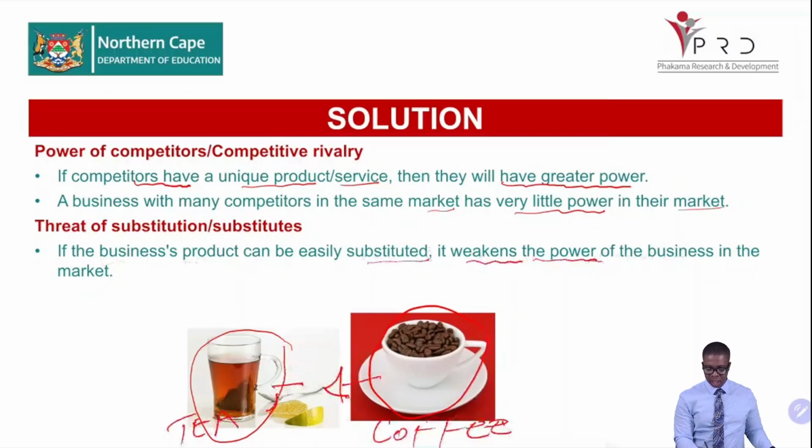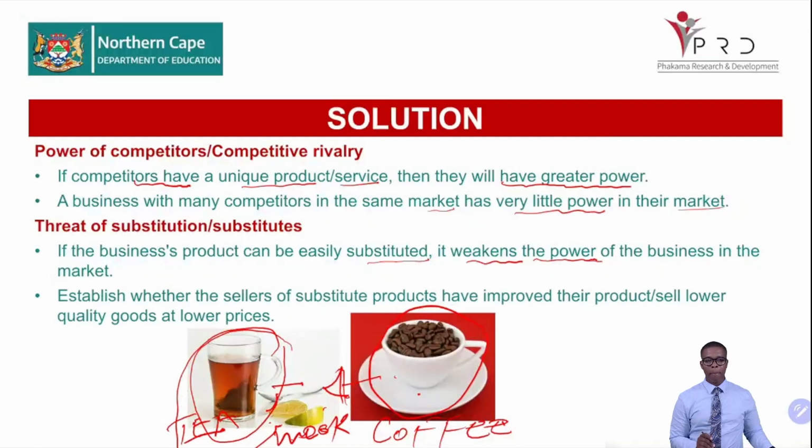So we are basically saying your business is selling tea. If your product, which is tea, can easily be substituted by coffee, then it means the product you are selling is weak in the market. Then another one is that you get information on whether the seller of the substitute product, in this regard, the seller of coffee, is having an improved product, or they are selling lower quality goods at a lower price. That is another way of looking into it.